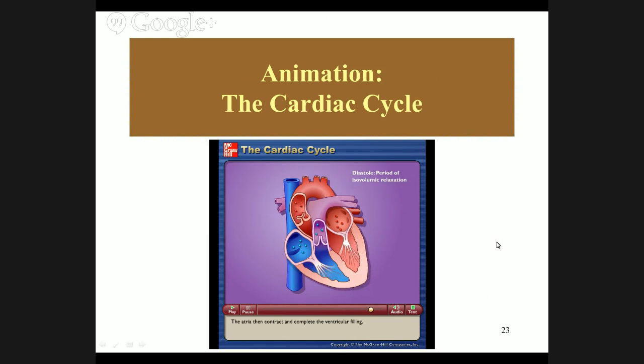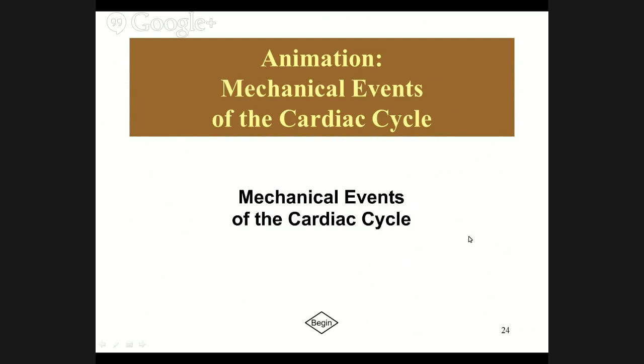That's a pretty good explanation. Here's an animation on the mechanical events of the cardiac cycle.